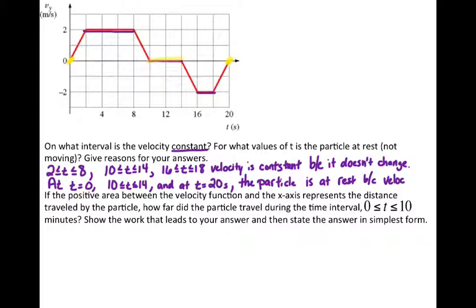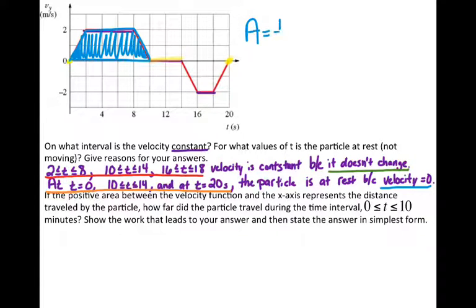And you get points on this problem for telling me the intervals from 2 to 8, 10 to 14, 16 to 18. You also get points for telling me because it doesn't change and because the velocity was equal to 0 for the at rest part. And then you get points for telling me t equals 0 and t equals 20, and then between 10 and 14. So points for 4 different sections kind of there, okay?